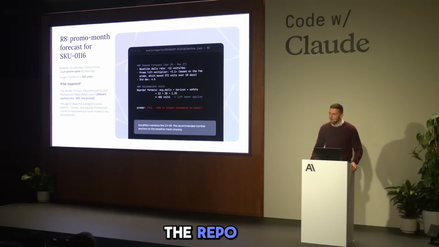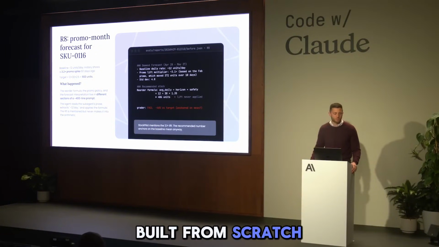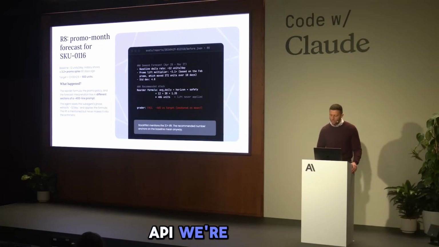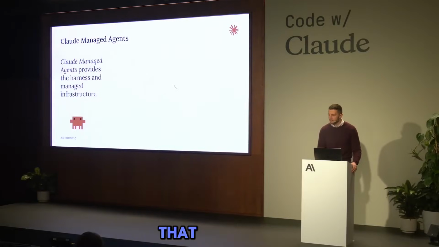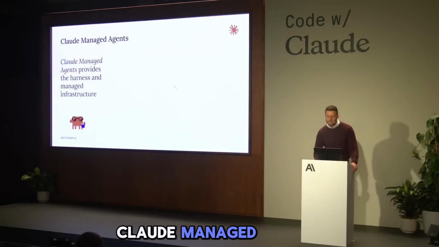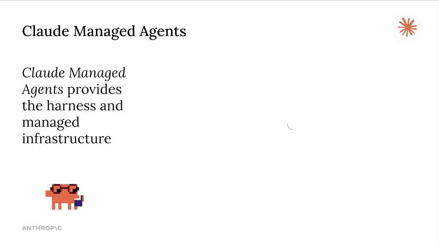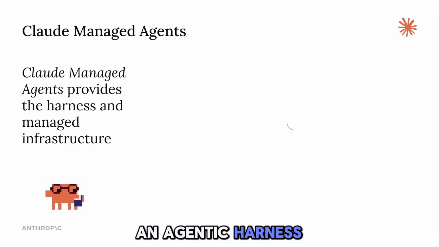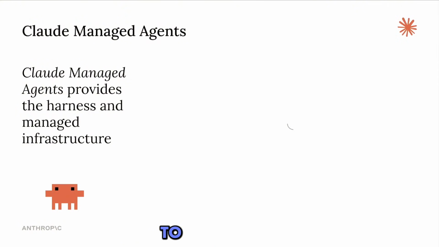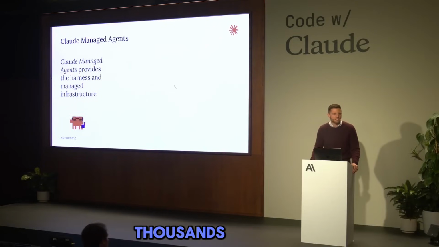Again, if you have the repo and you click on the before folder, I'll show you this in just a bit. This is an agent that is built from scratch on our messages API. We're going to actually migrate that agent to Claude managed agents. Claude managed agents essentially allows us to offload the messiness that comes with maintaining an agentic harness and scaling agents safely and securely to thousands and tens of thousands of users, right?